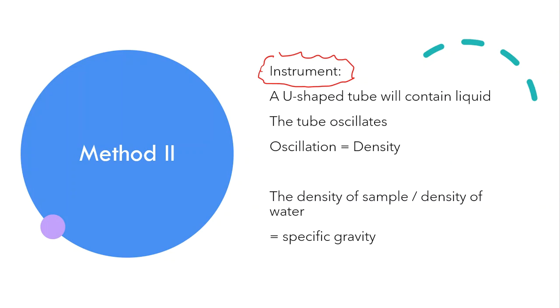The instrument will have, according to the USP, a U-shaped tube that will contain the liquid that you're trying to determine the specific gravity of. That tube will oscillate, and the way that it oscillates corresponds to the density of the material you have injected onto the density meter. It takes that density value and divides by the density of water, because it knows what the density of water should be at the temperature you make your measurements at, and that is how it calculates the specific gravity for you. So method number 2 does lead through the density value.